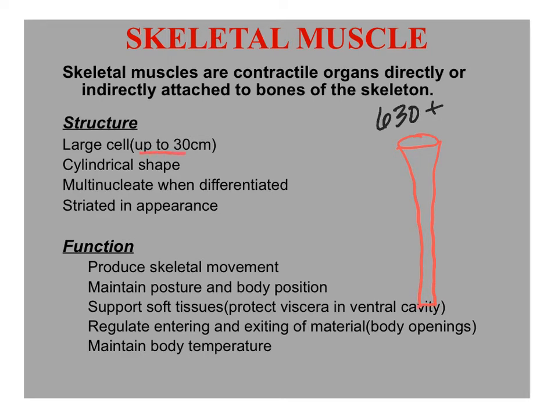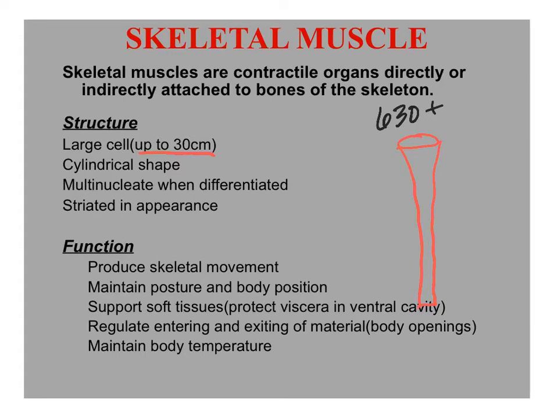So the length of them can be up to 30 centimeters. To put that into perspective, 30 centimeters is about 12 inches. So these individual cells can be up to 12 inches long. That's significantly larger than cardiac and smooth muscle cells.